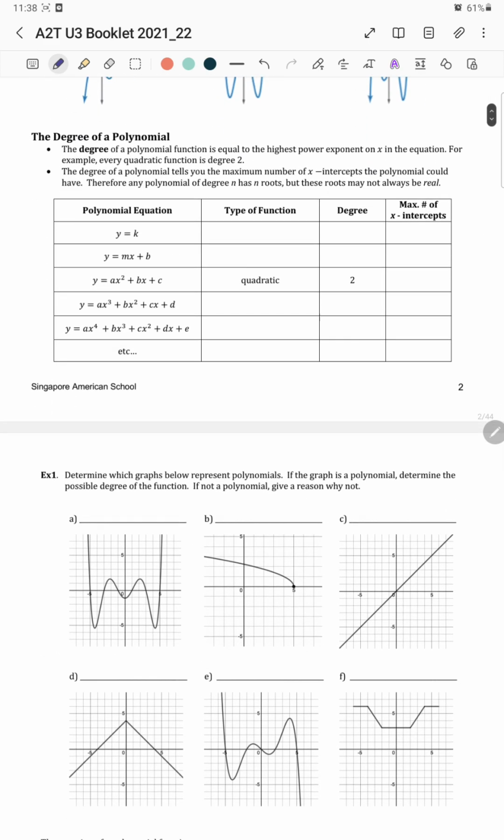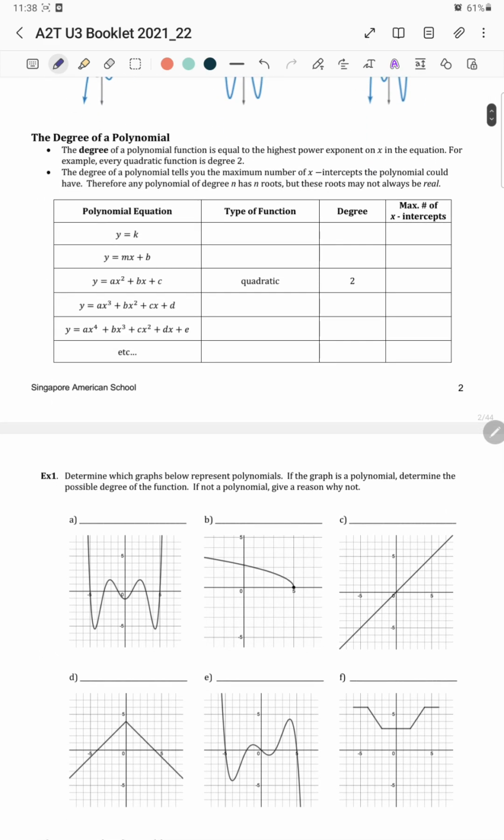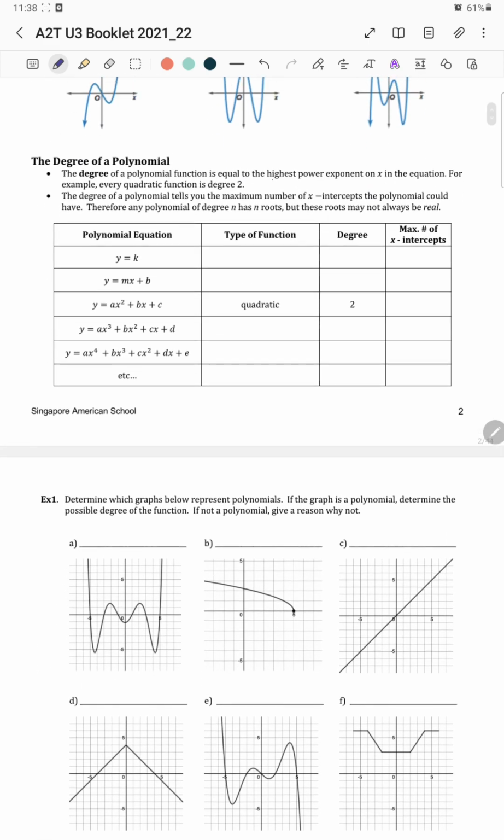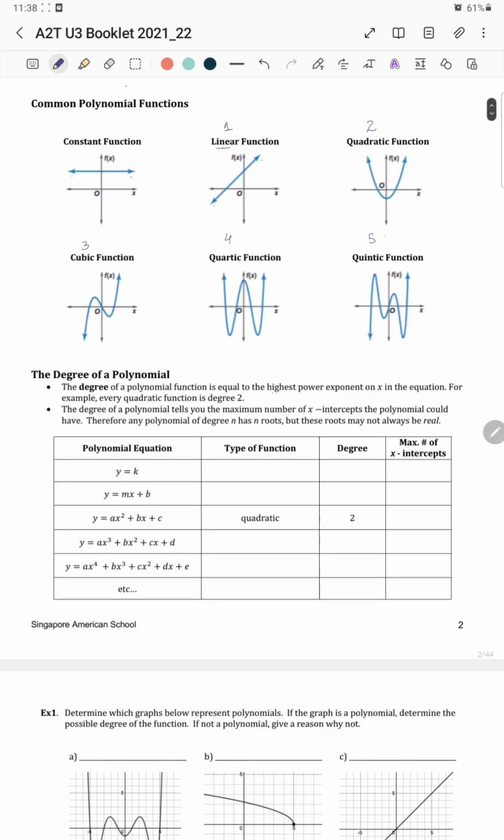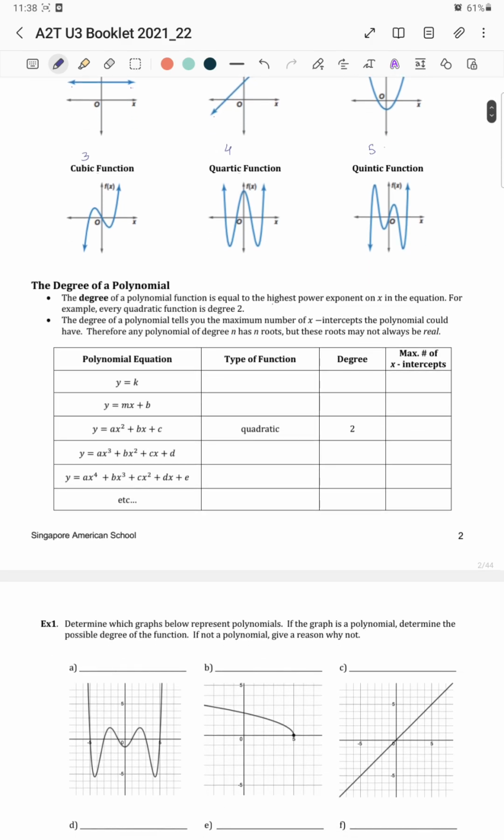So let's work on the degree of a polynomial. The degree of a polynomial function is equal to the highest power exponent on x in the equation. For example, every quadratic function is degree 2. We know that a quadratic function is a function of degree 2. What is the degree? The highest power in any polynomial is known as the degree. And a quadratic function has highest power 2. So it's a function of degree 2.